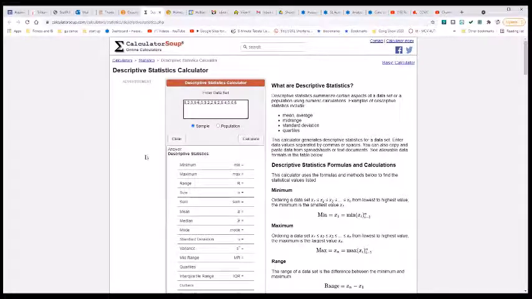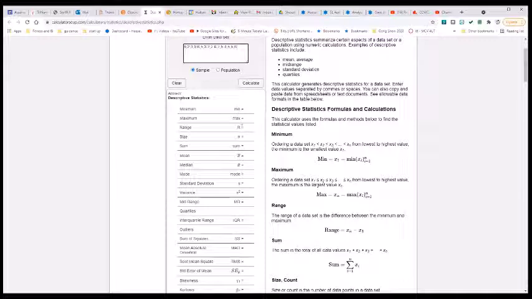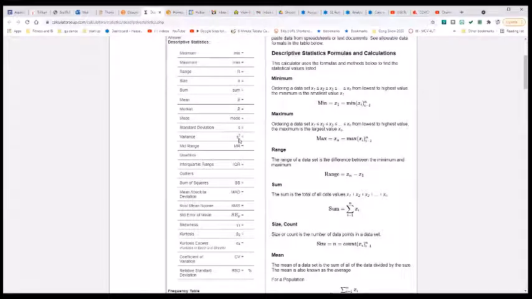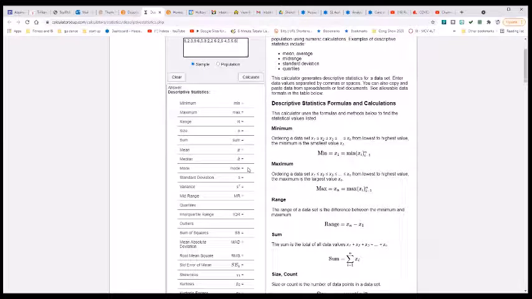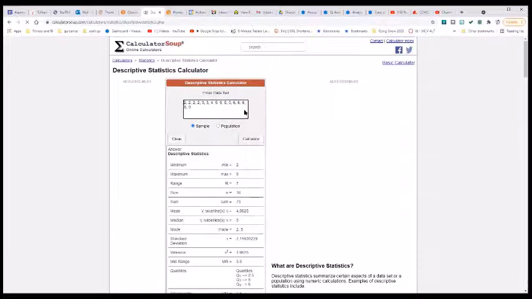Once you put the data in, we're just going to choose a sample, and you just have to calculate. It's going to tell you the minimum value, the maximum value, and the range, the difference between the max and the min. It tells you the size, the number of data values in there. We get the sum, the mean, the median, the mode, standard deviation, variance, and mid-range. We get all the quartiles, the interquartile range, and any outliers. All of that is going to be calculated here with the click of a button.